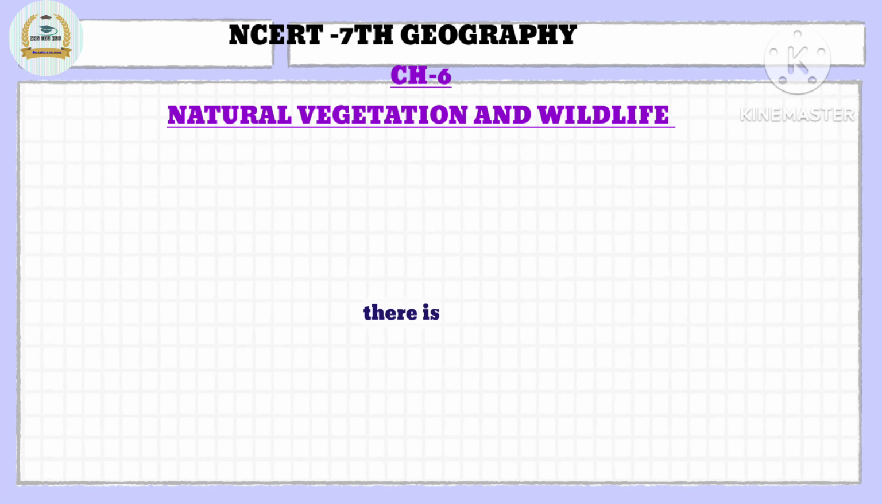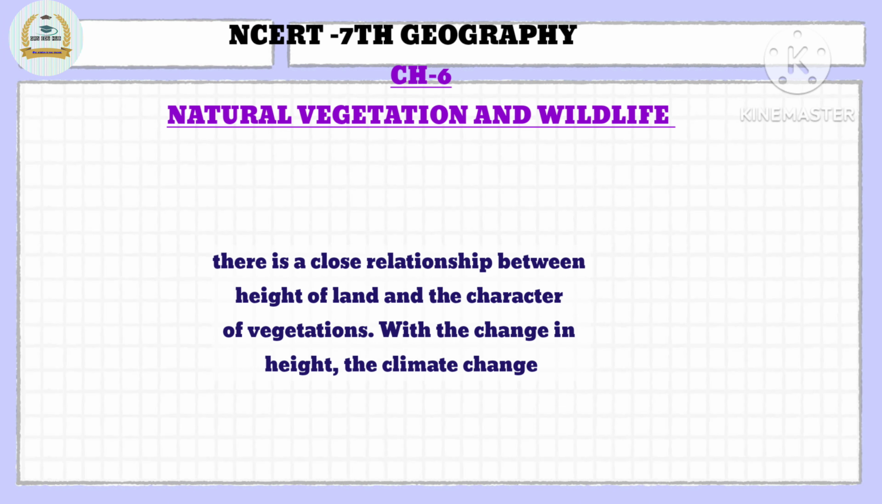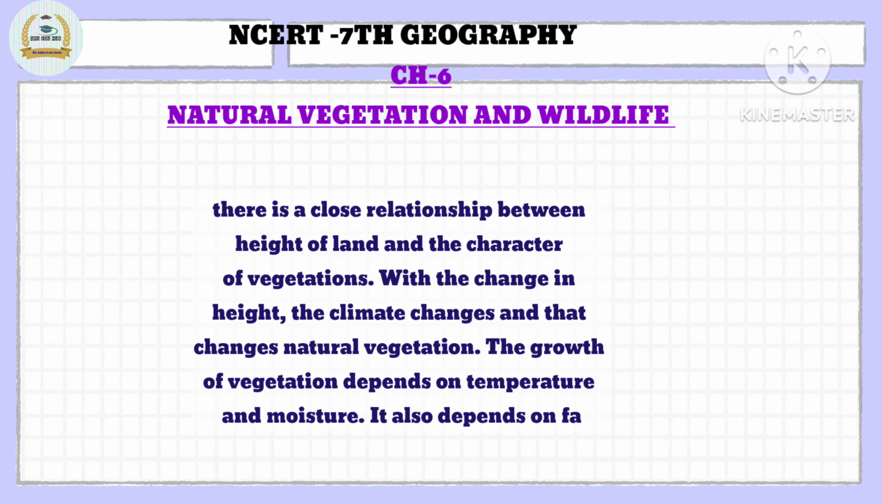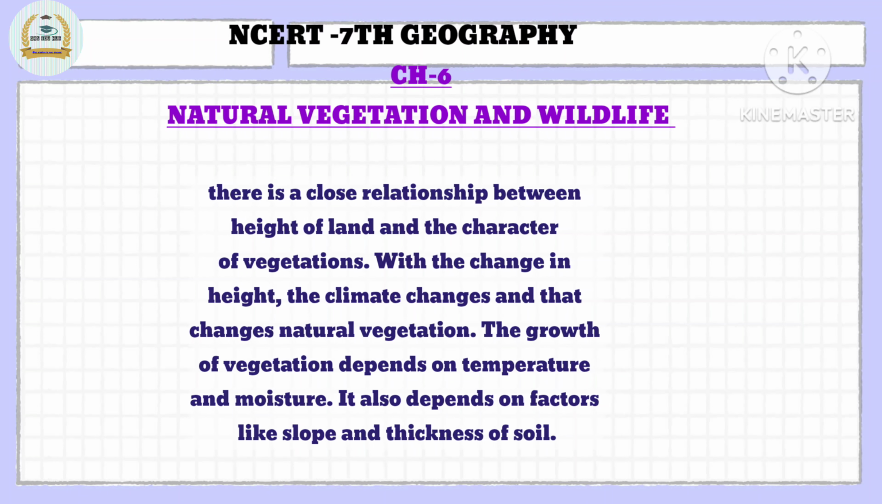NCERT 7th Geography, Chapter 6, Natural Vegetation and Wildlife. There is a close relationship between the height of land and the character of the vegetation. With the change in the height, the climate changes and that changes natural vegetation as well. The growth of the vegetation depends on the temperature and the moisture. It also depends on factors like slope and the thickness of the soil.